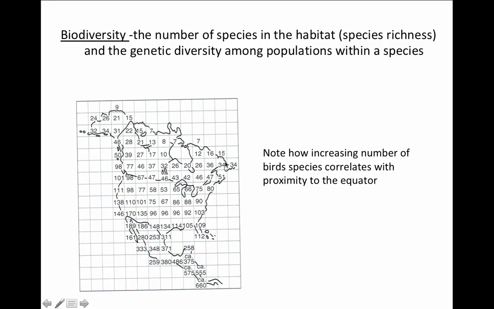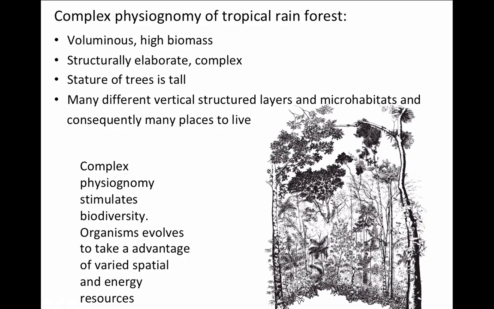And then biodiversity also refers to genetic diversity among a population. So even within a species, there can be diversity or variety within the genes of that species. Now, the complex physiognomy, that is, if you recall, the structure of the forest. It is very complex. It's very hard to draw. There's a lot going on here.